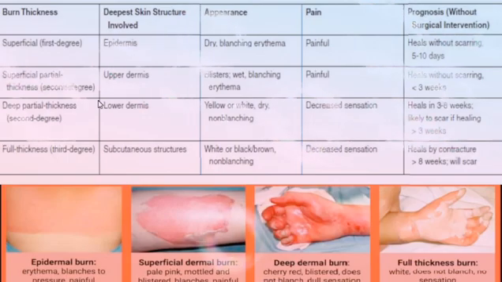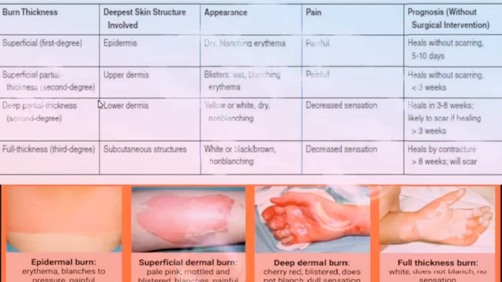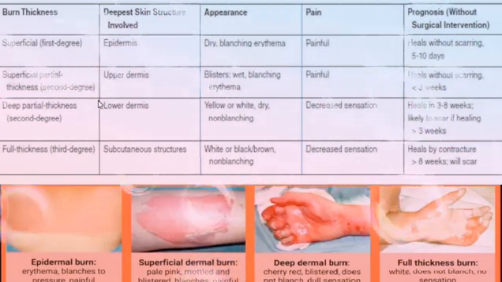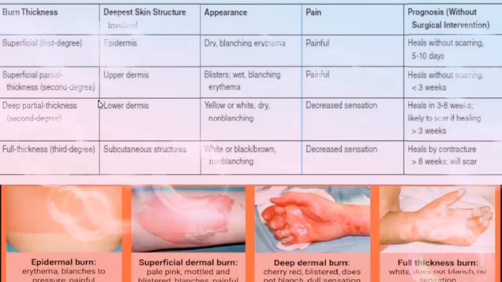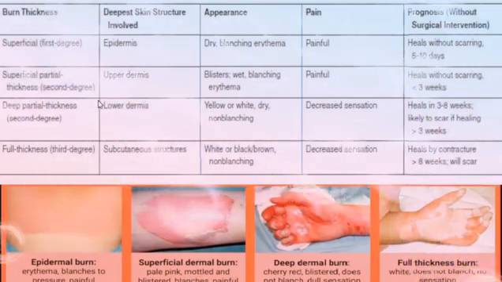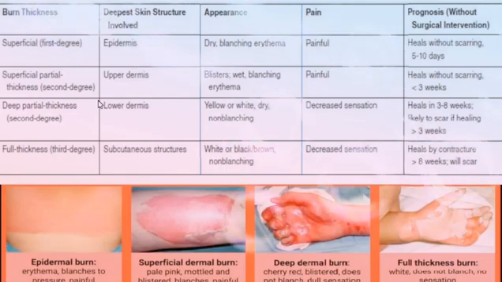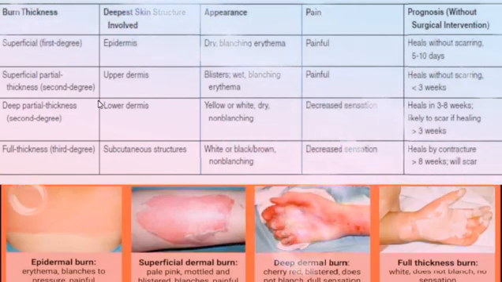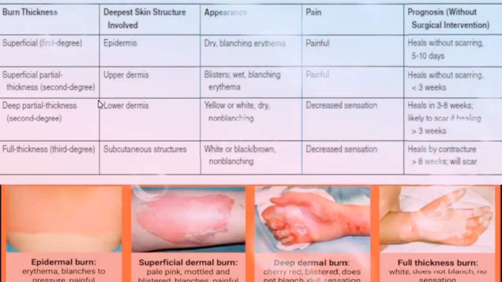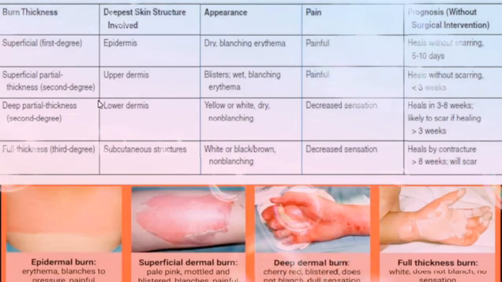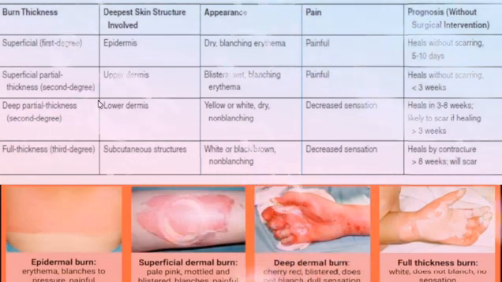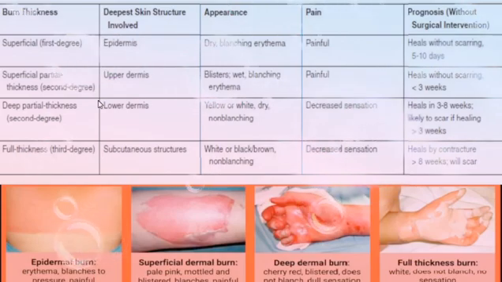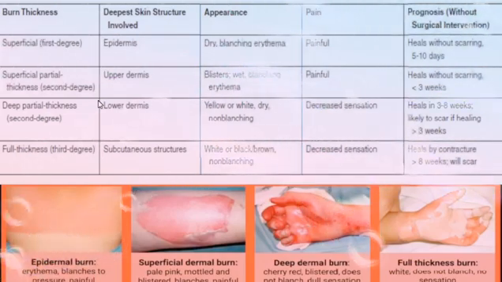Deep partial thickness burns affect the lower dermis, appearing yellow or white, dry, non-blanching, with decreased sensation. They heal in 3 to 8 weeks and are likely to scar while healing. Full thickness burns affect the subcutaneous tissue, appearing white, black or brown, non-blanching, with decreased sensation. They heal by contraction in more than 8 weeks, with scars.